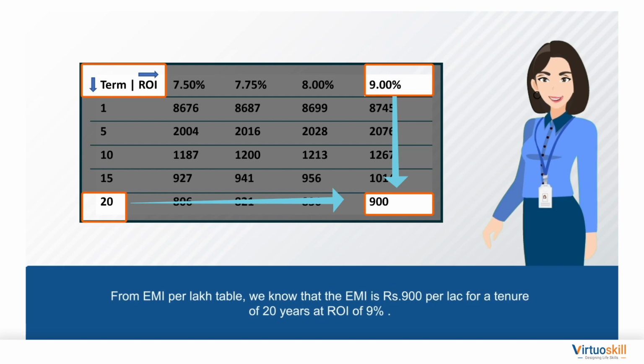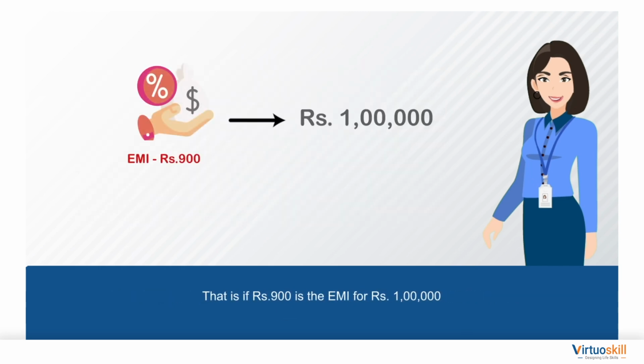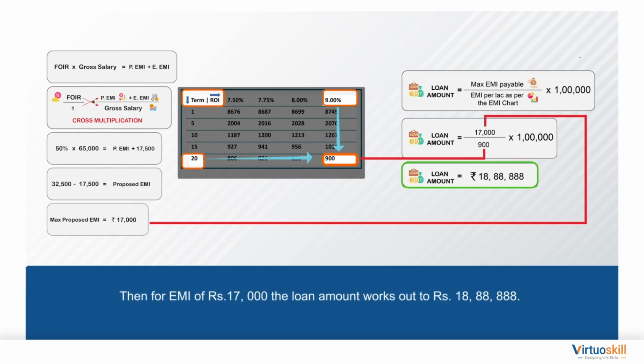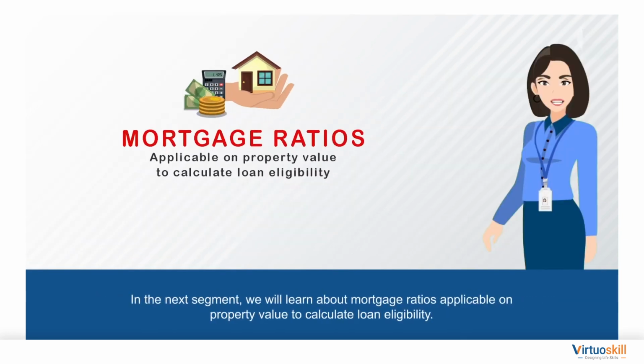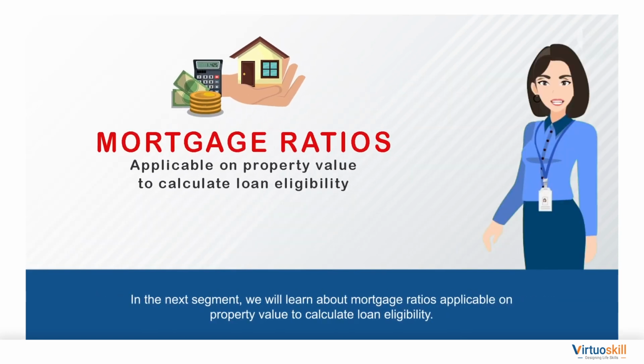From the EMI per lakh table, we know that the EMI is Rs 900 per lakh for a tenure of 20 years at ROI of 9%. That is, if Rs 900 is the EMI for Rs 1 lakh, then for EMI of Rs 17,000, the loan amount works out to Rs 18,88,888. In the next segment, we'll learn about mortgage ratios applicable on property value to calculate loan eligibility.